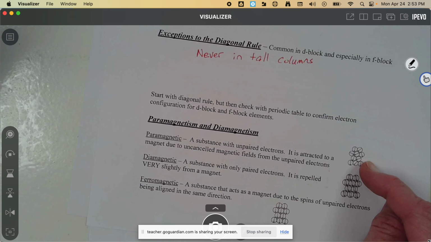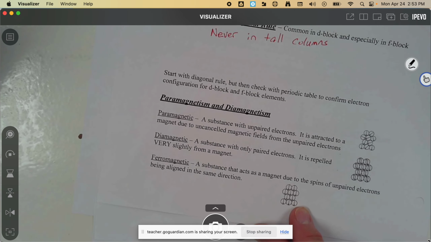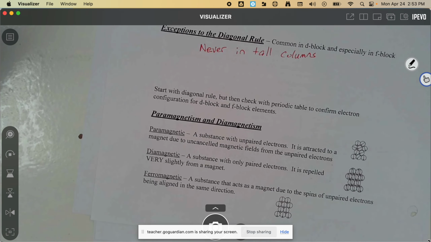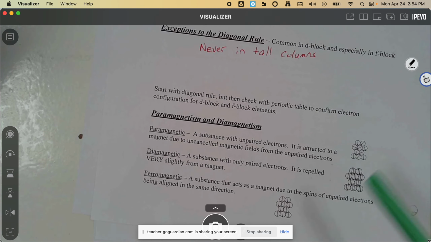Paramagnetic means it is attracted to a magnet. Ferromagnetic means that we've used a magnetic field to line all these electrons up to go the same direction, and it is a magnet. So this is attracted to a magnet. This is a magnet.